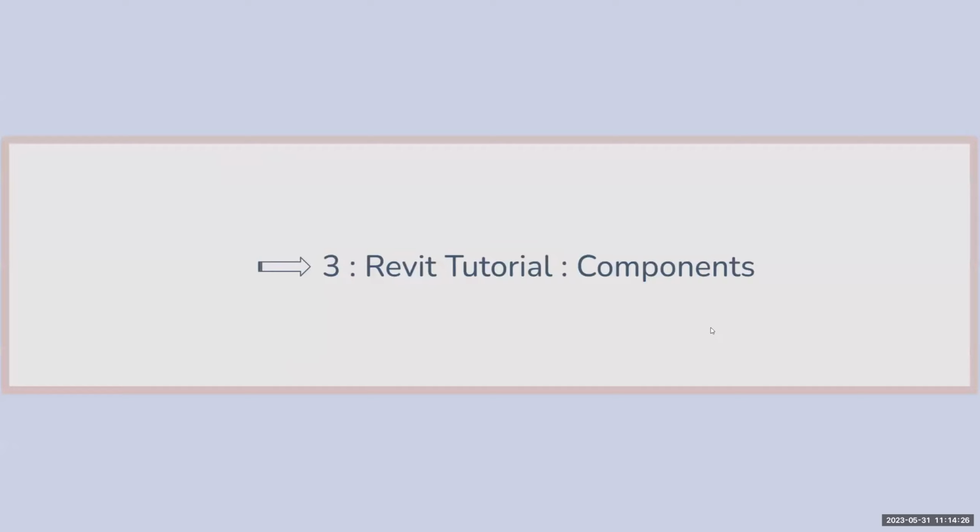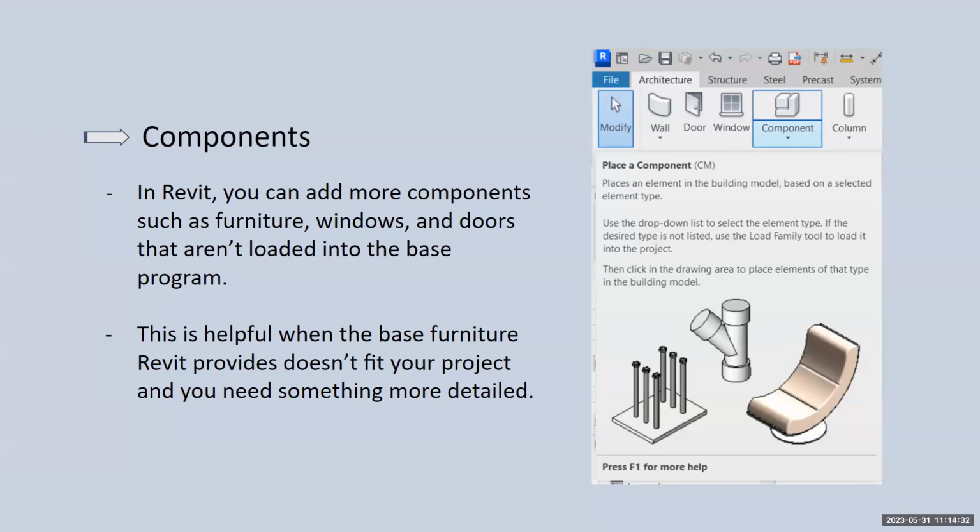Okay, moving on, a small tutorial for Revit on how to use components. In Revit, you can add more components such as furniture, windows, and doors that aren't loaded into the base program. This will be helpful when something Revit provides doesn't fit your project and you need something more detailed.